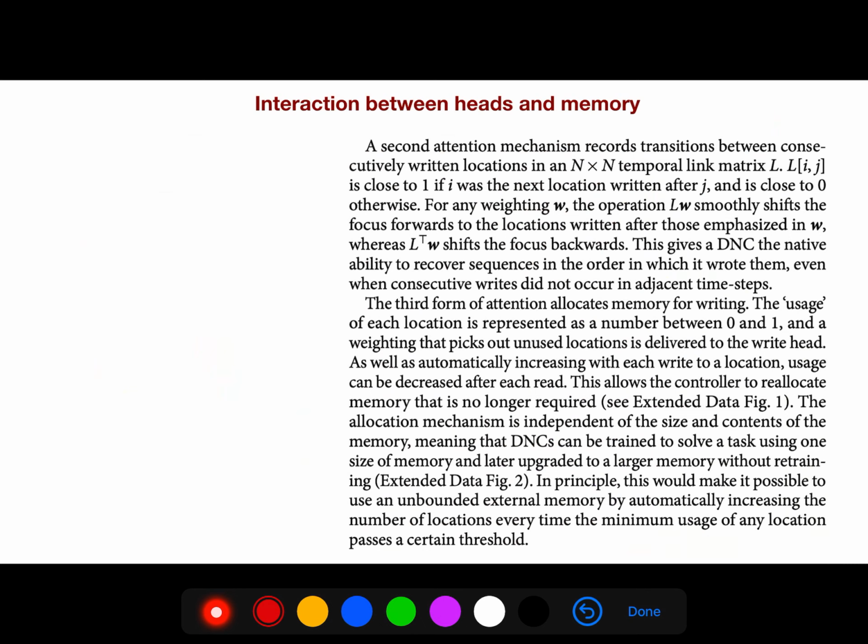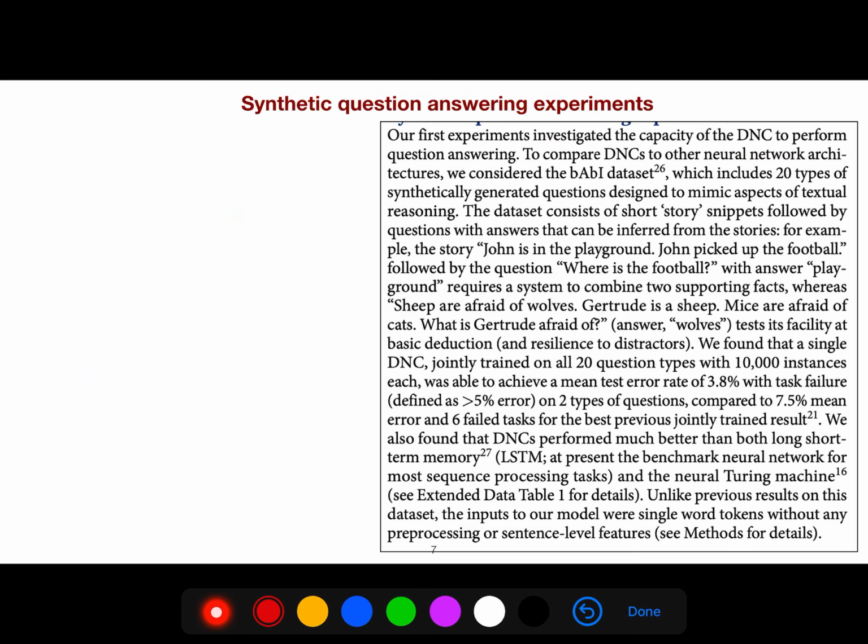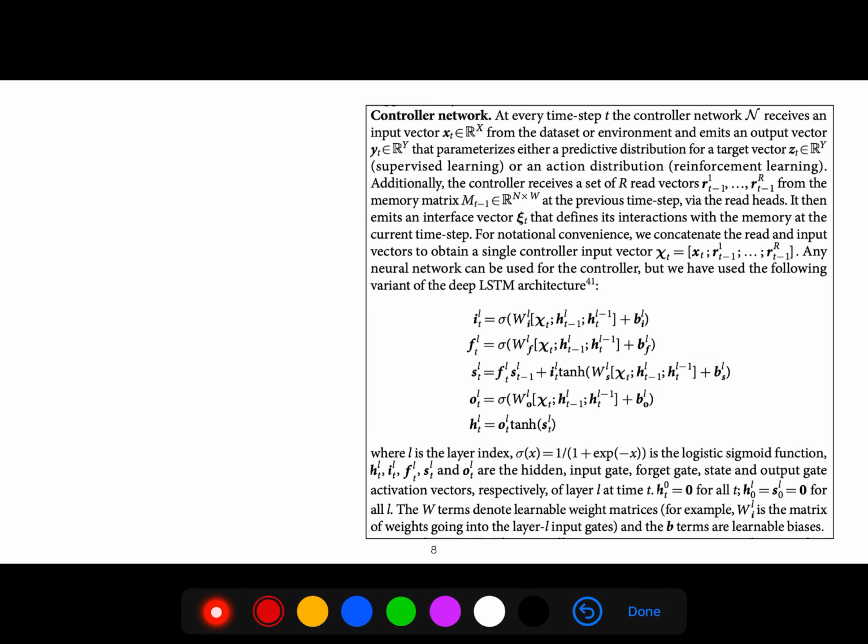And a second attention mechanism records transitions between consecutive written locations. So this L of i and j, for example, means that if i is used, then the next one is j. So we can record the temporal dynamics of what is written. And we are working with this bAbI dataset, which is very simple, like where is the football, and after a long story, we answer some questions.